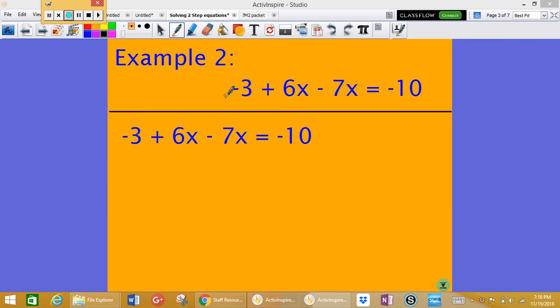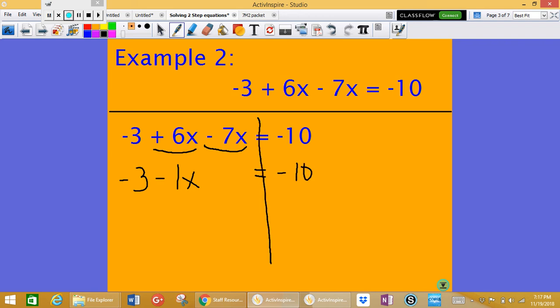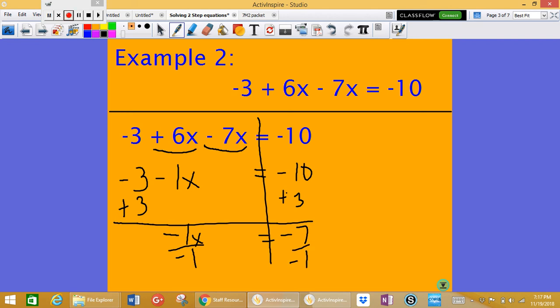Example 2. Negative 3 plus 6x minus 7x equals negative 10. Again, I need to combine my like terms. So I'm going to bring down my negative 3. And 6 minus 7 is negative 1x equals negative 10. Then I need to add 3 to each side. So I get negative 1x equals negative 7. Divide by negative 1. So x equals 7.